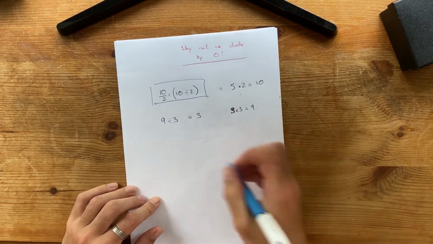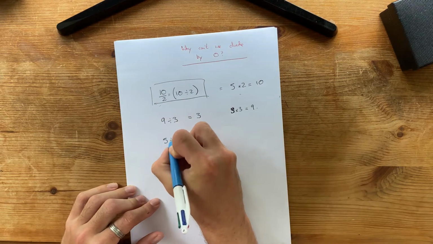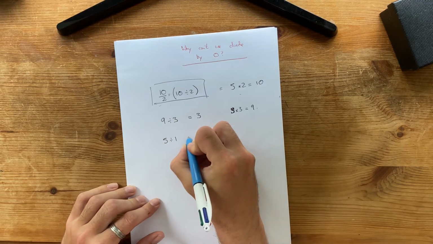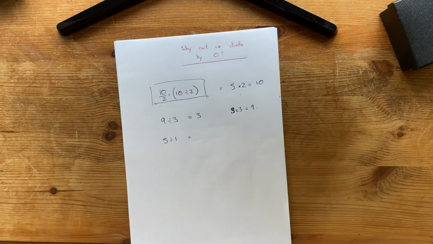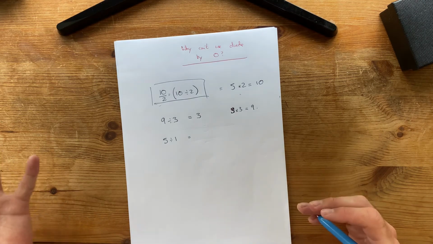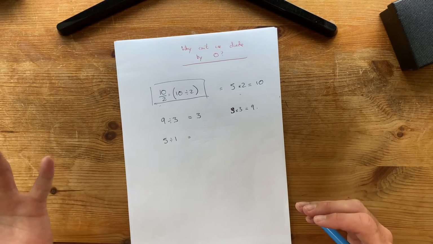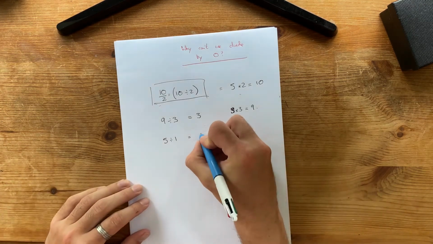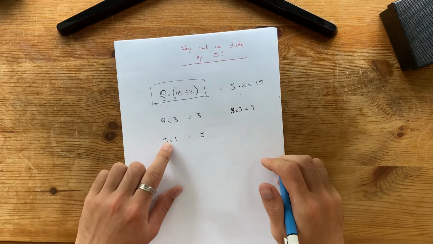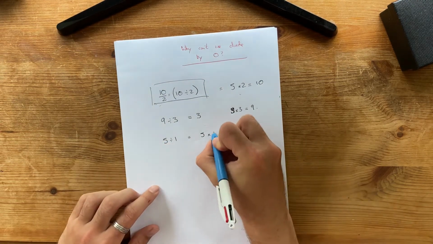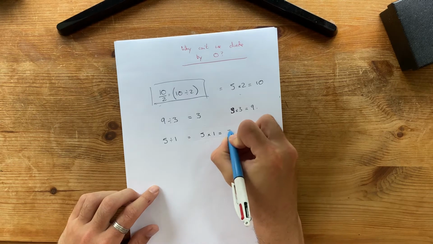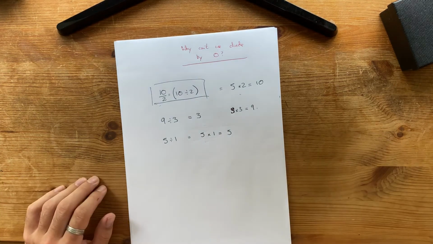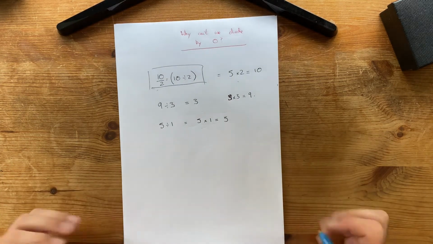Let's take one more example. Say we had 5 divided by 1. In the real world, this is not as complicated to work out, but if you had 5, I don't know, bars of chocolate and you needed to divide them between one person, there's only one person, so they get all 5, right? And then it works out that 5 times 1 is equal to 5. So it gets us back to our original number. So now let's look at 0.